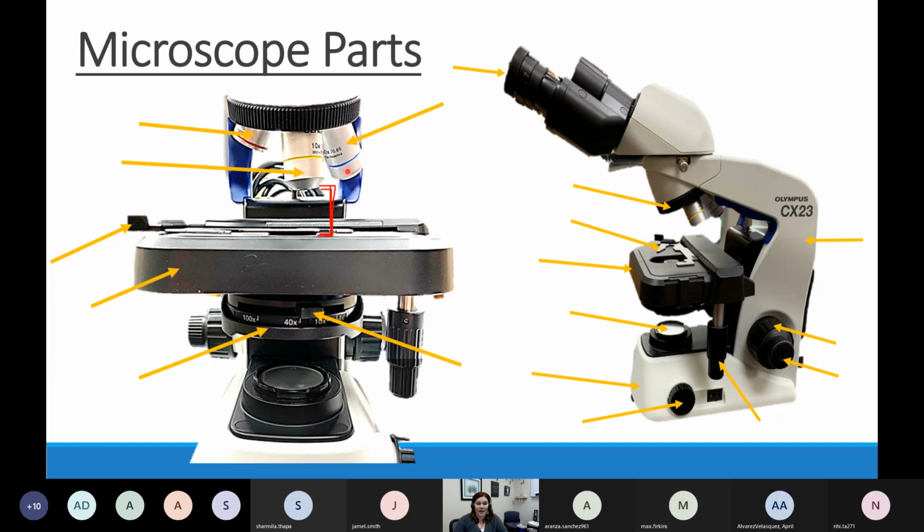There was a good question in the chat when we're talking about the fine adjustment knob.